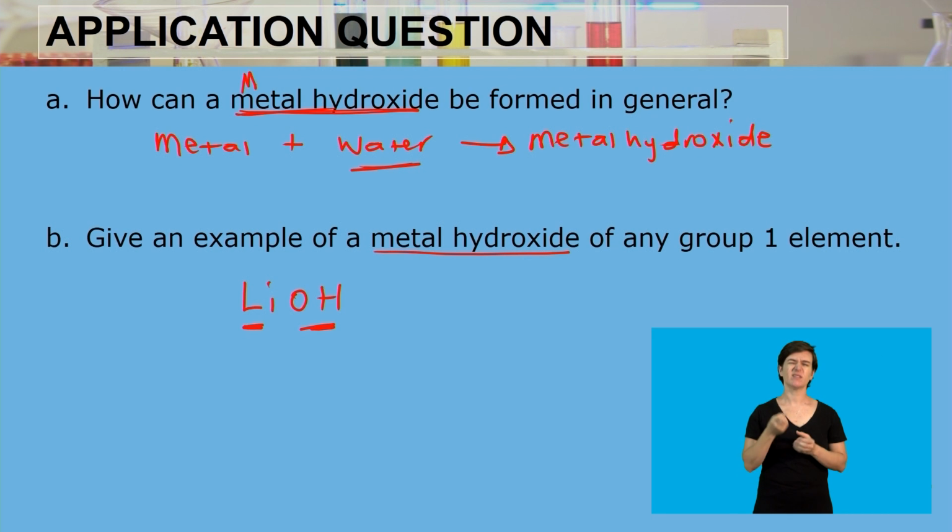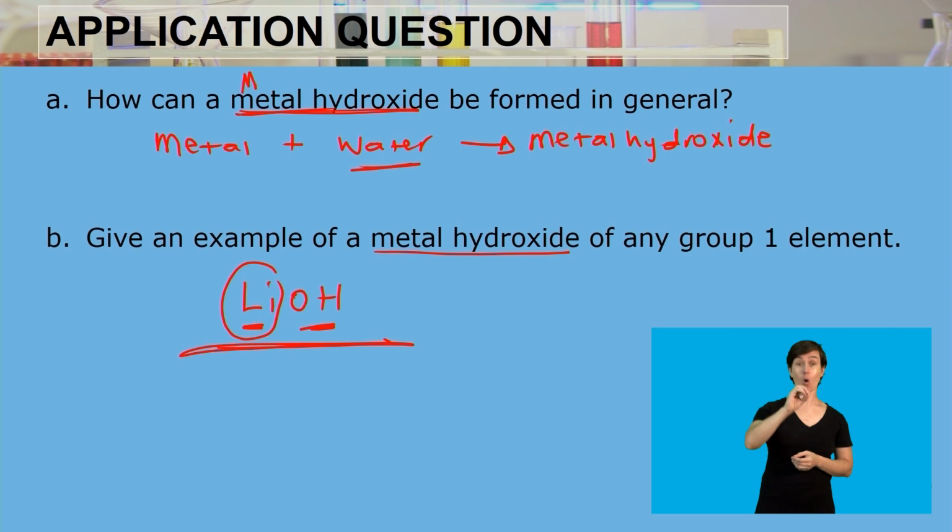So give an example of a metal hydroxide of any group 1 element. So Li, lithium, is found in the group 1 elements because its name, it is the name of that group, it is your alkali metals. So all the elements in that group, they are known as the alkali metals. And all the hydroxides, they have the OH. So this compound has an OH within itself, so therefore it's your metal hydroxide.